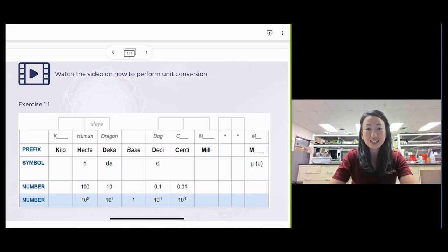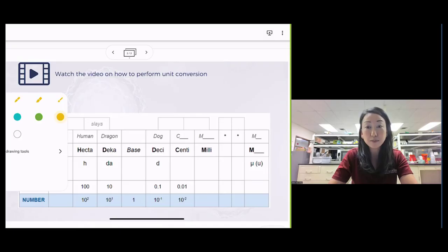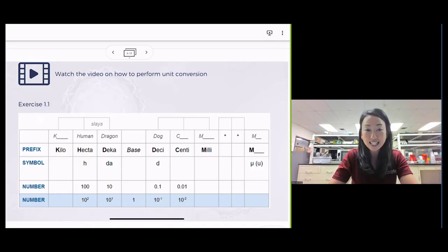We'll start with exercise 1.1. Let's look at the middle of the column where it says base. This is the base unit that biologists often use in experiments. So let's write down some of the base units. The first unit we often use is gram, which is a unit for mass. Then is liter, which is a unit for volume. Last is a unit called meter, which is a unit for measuring length.